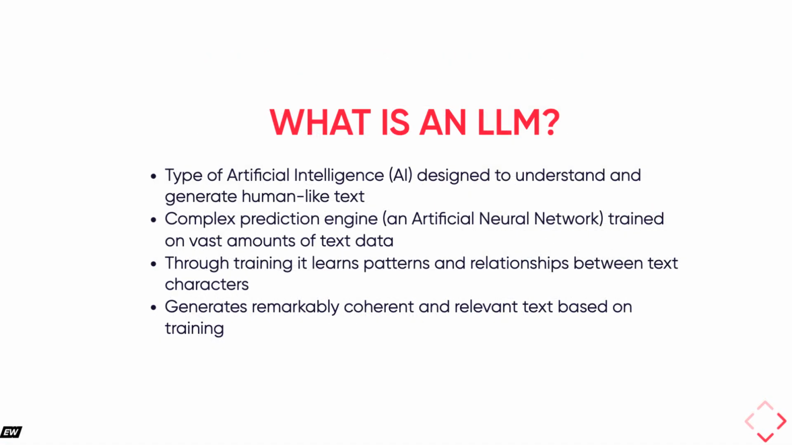So, what exactly is a large language model, or LLM? At its core, an LLM is a type of artificial intelligence specifically designed to understand and generate text that closely resembles human language. It functions as a complex prediction engine built upon what's known as an artificial neural network, and it's trained on vast quantities of text data. Through this extensive training process, the LLM learns to identify patterns and relationships between text characters. This enables it to generate text that is often remarkably coherent and relevant based on the patterns it has learned.